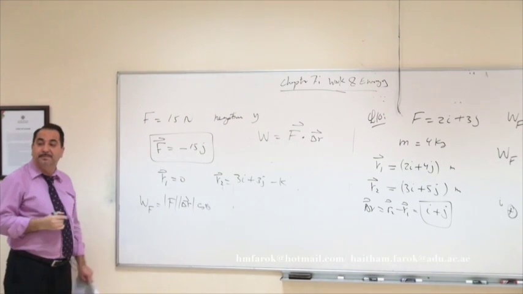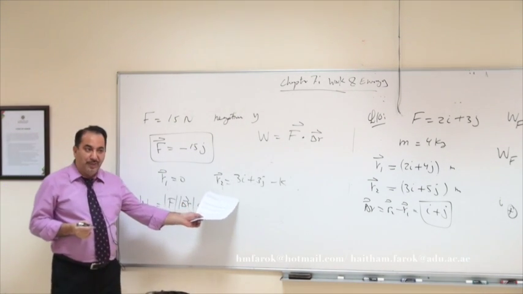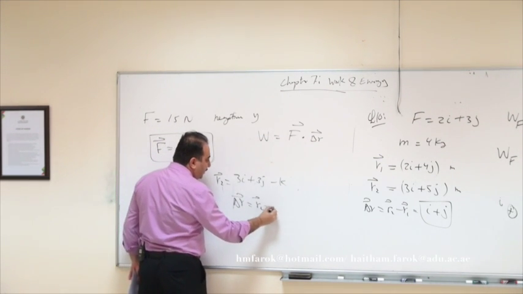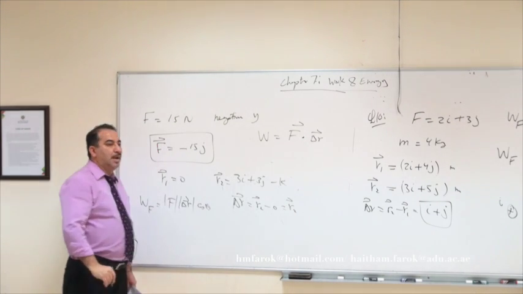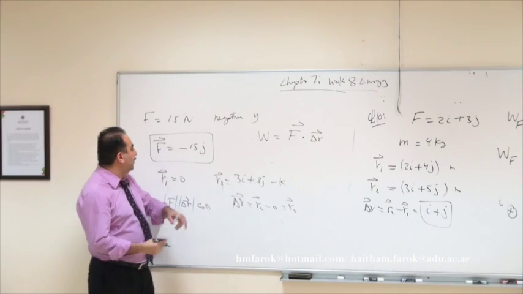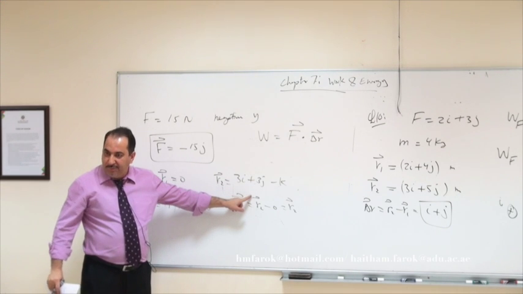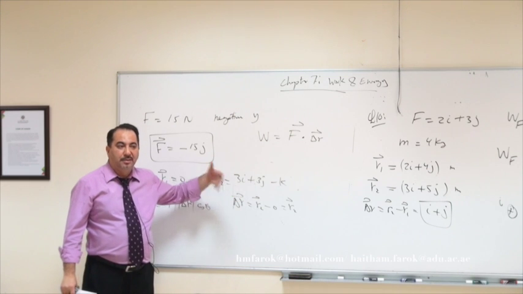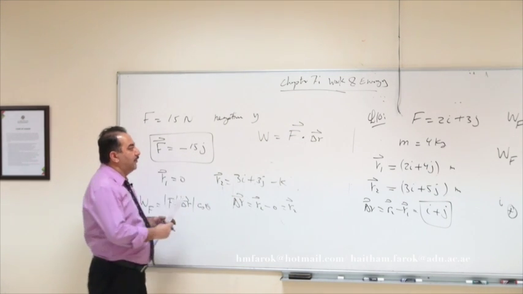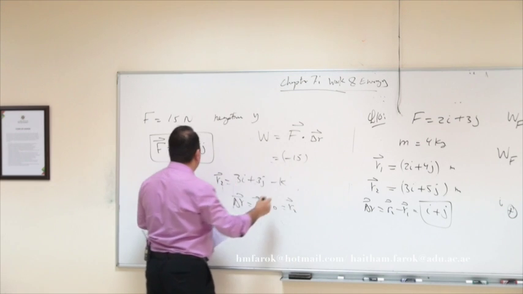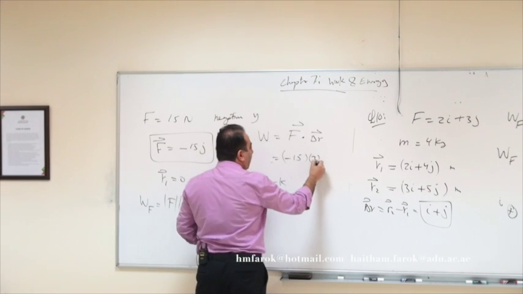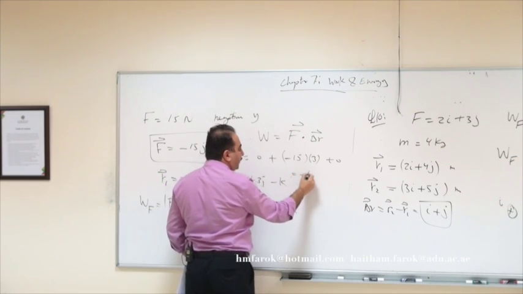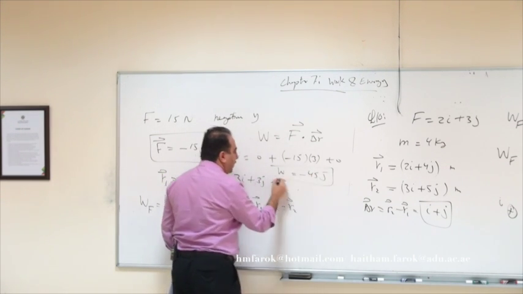Now, how much is delta R? Same as R2, yes? So delta R here is R2 minus 0, which is R2. So now you just have to do a dot product between F and R2. How much is the I here? 0. By 3, 0. J minus 15 by what? By 3. And the last one? 0. And the first one? 0. So it's minus 45 joule. This is the work done by the force.